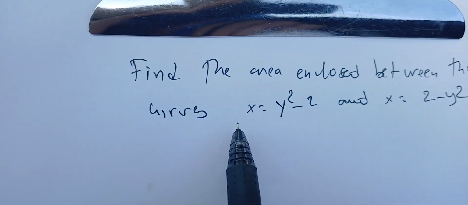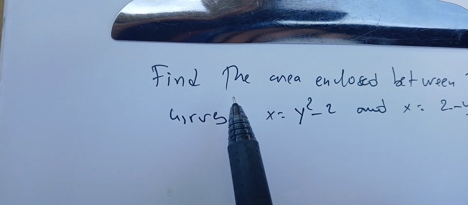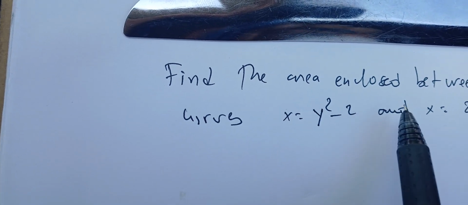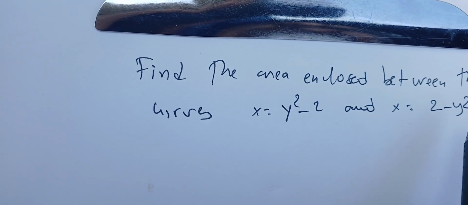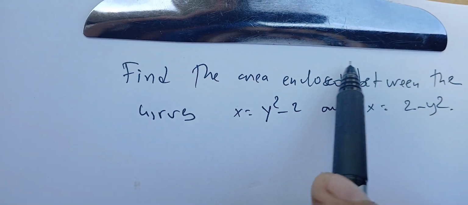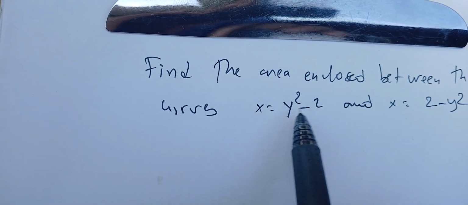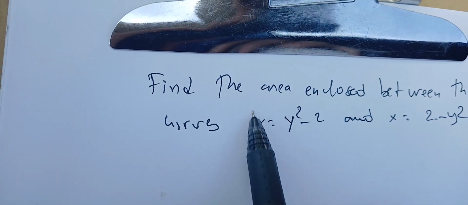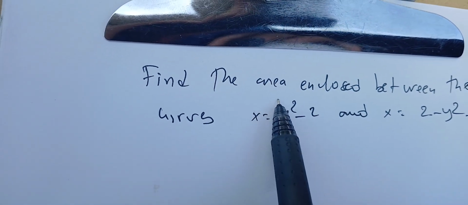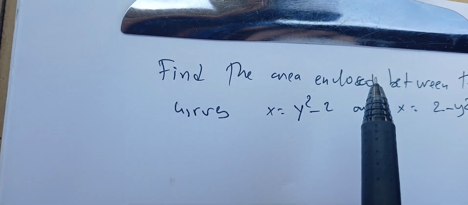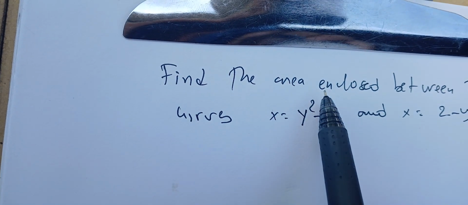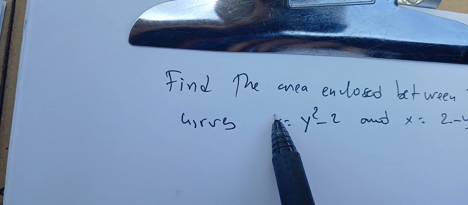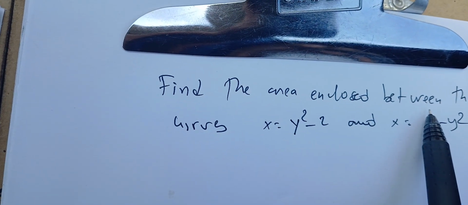Now we're going to find the area enclosed between these two curves: x equals y squared minus 2 and x equals 2 minus y squared. Notice the difference here. We used to integrate functions that depend on x, but these ones depend on y. We can write y in terms of x, but that is going to be tedious.